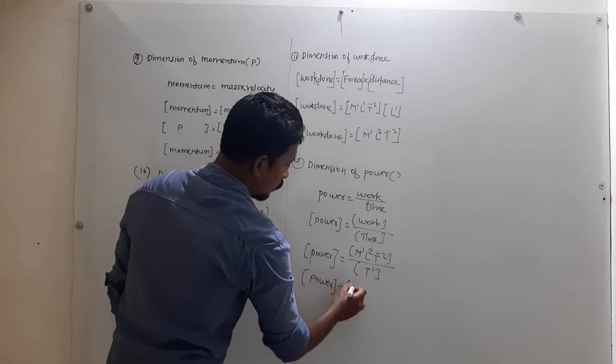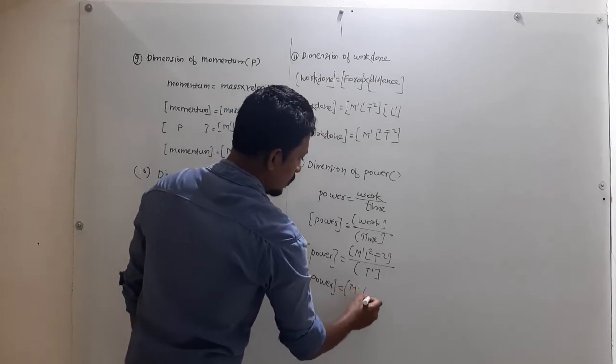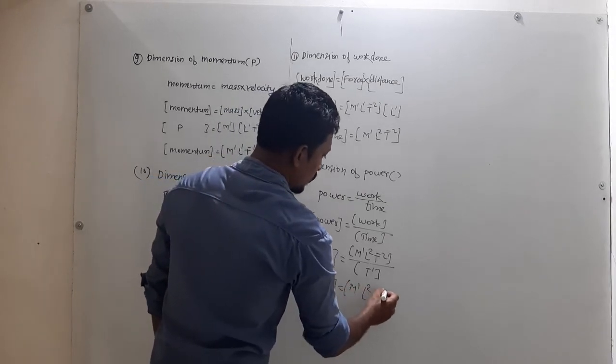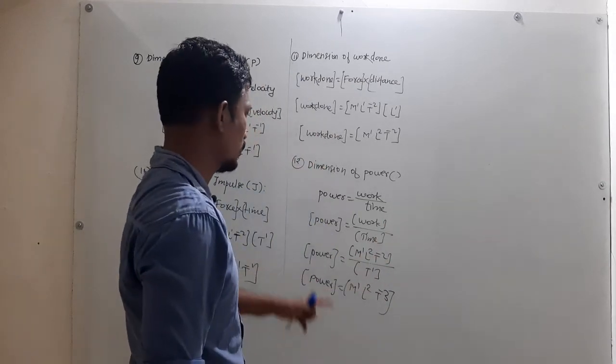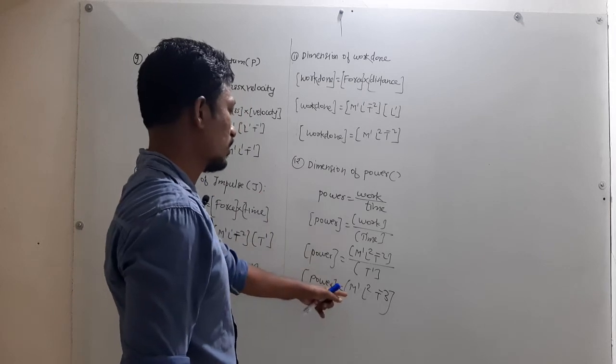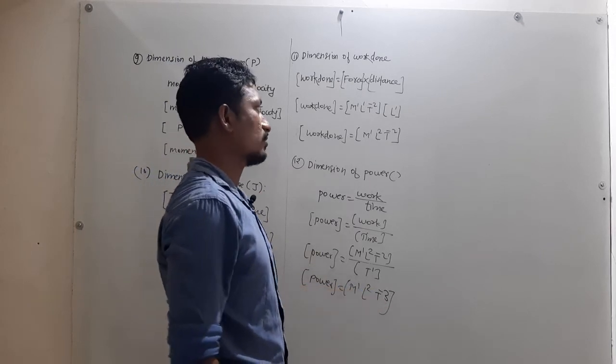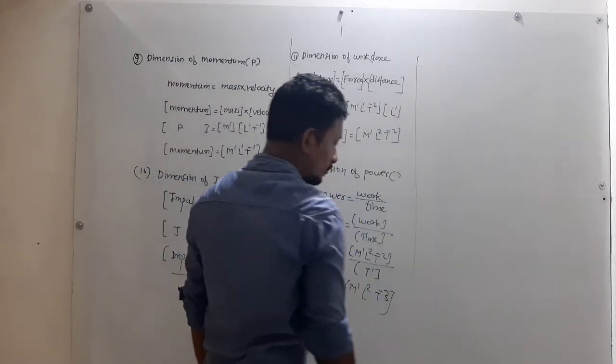Is the m raised to 1, l raised to 2, t raised to minus 3, right? Because this is the upper sign, that is a minus here. The dimension of power is m raised to 1, l raised to 2, t raised to minus 3, right?